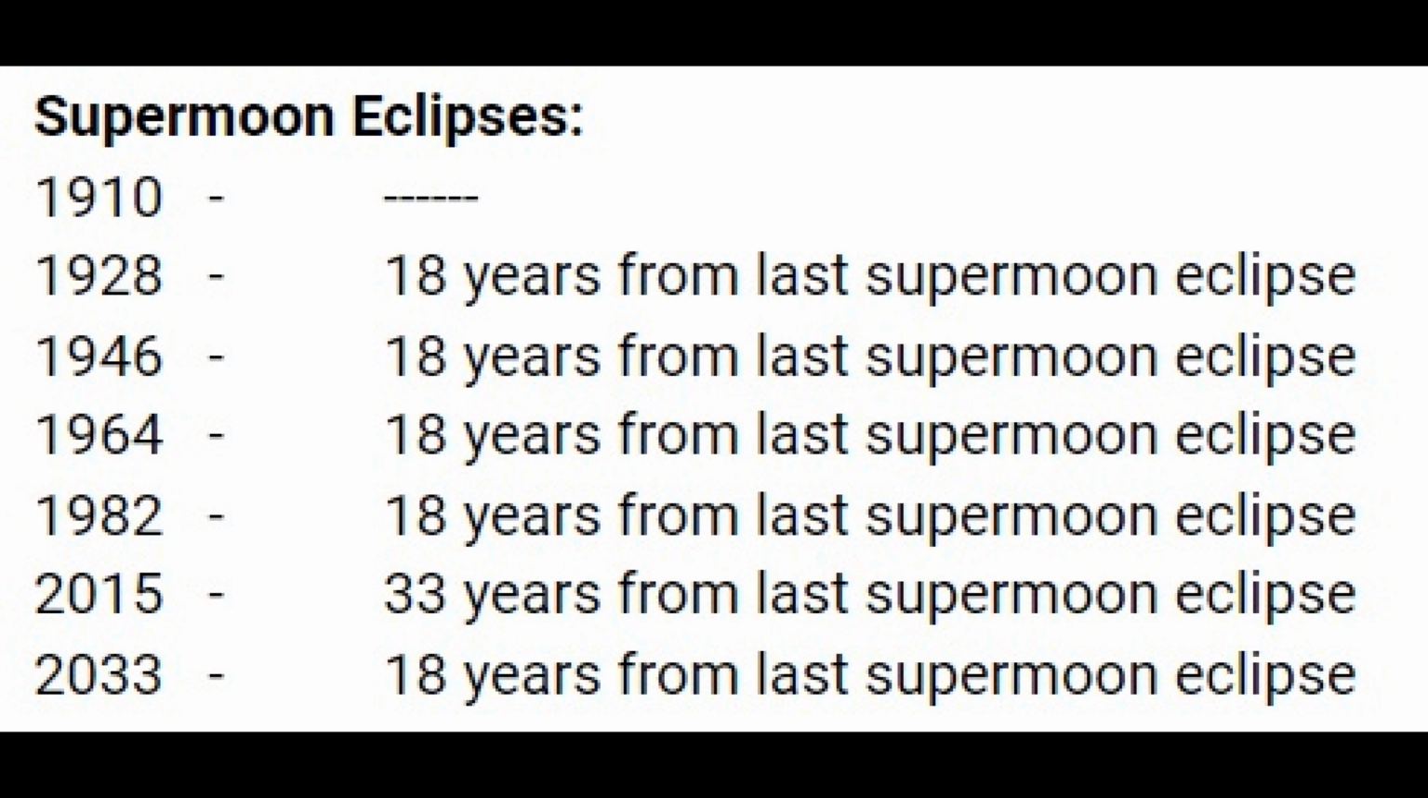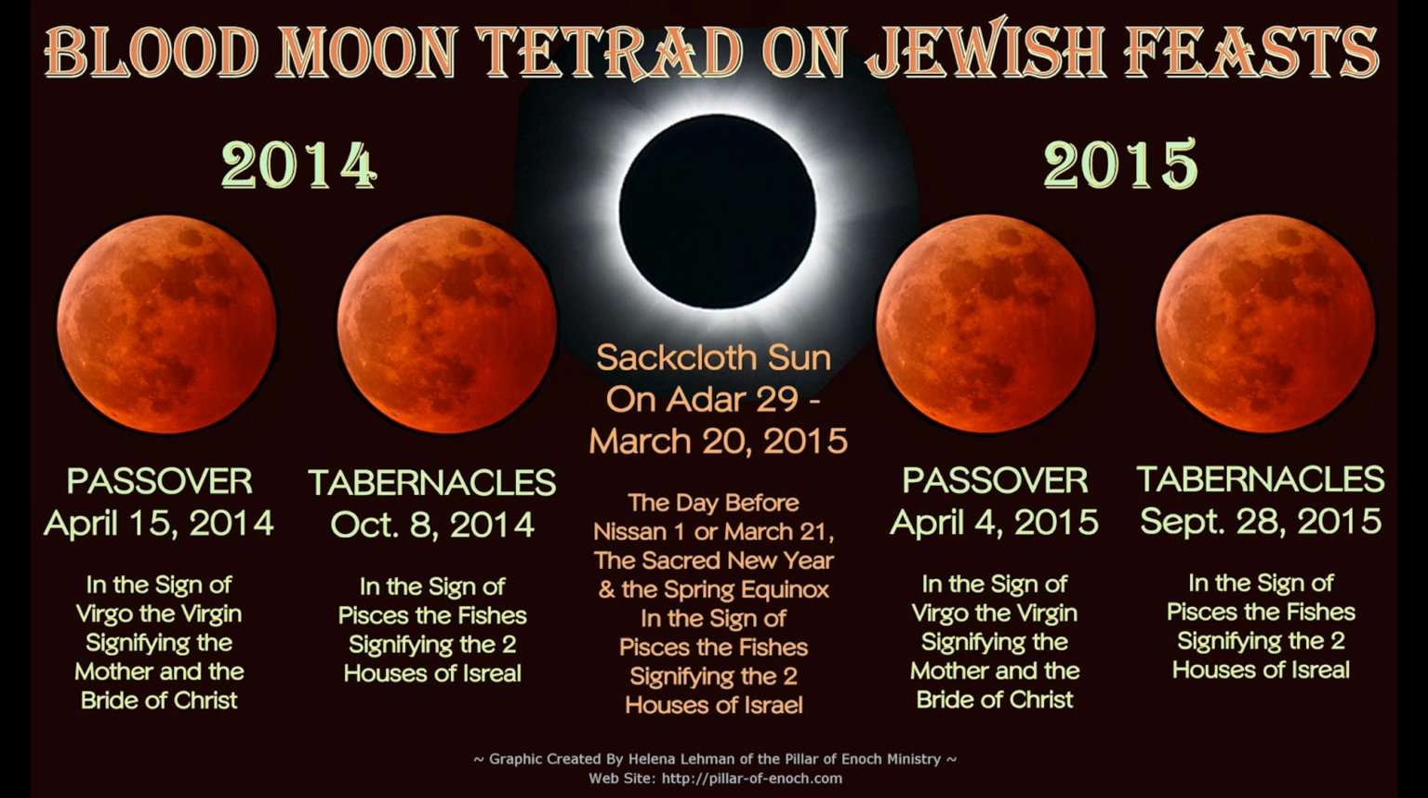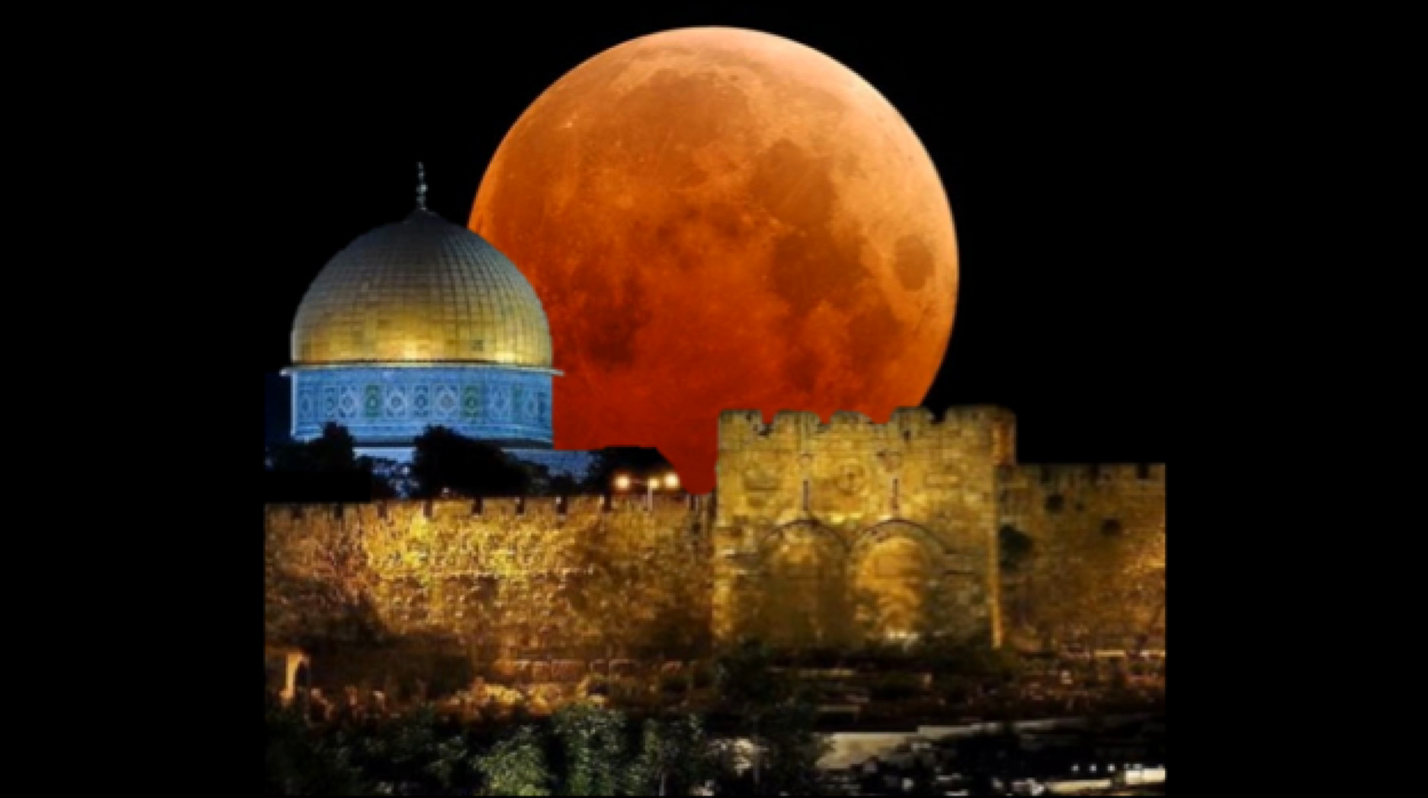Only 5 such supermoon eclipses have occurred in the entire 20th century, NASA experts have said: 1910, 1928, 1946, 1964, 1982. And in the 21st century there has been one in 2015 and the next will occur in 2033. The supermoon eclipse of 2015 was the last blood moon of the 2014-2015 tetrad and was the only one of this sequence of blood moons that was visible over Israel.